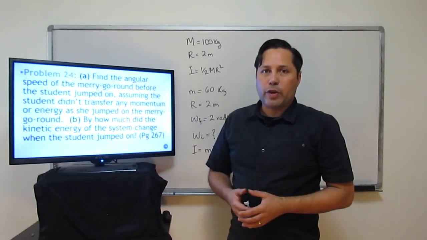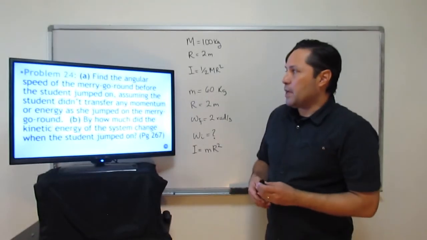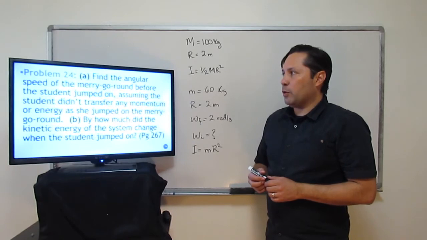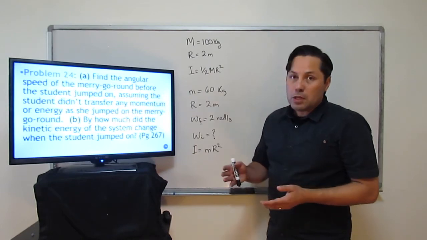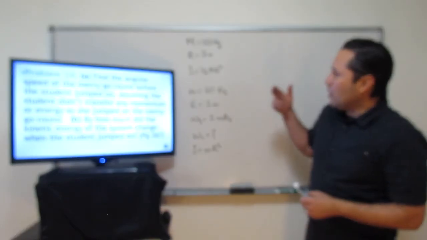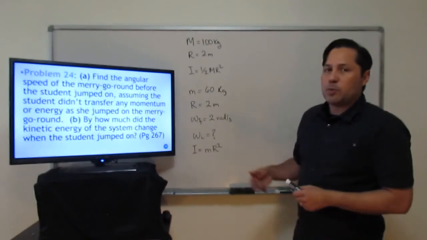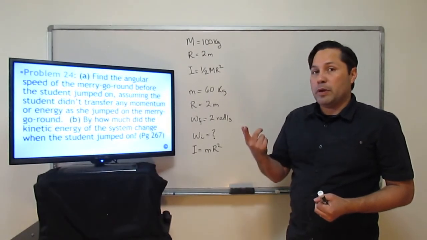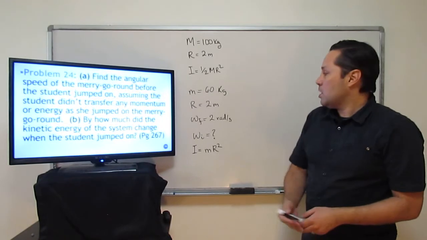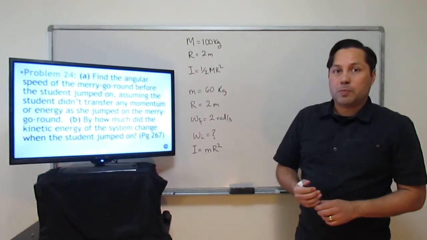In problem 24, we're asked the following question. Find the angular speed of the merry-go-round before the student jumped on, assuming that the student didn't transfer any momentum or energy as she jumped on the merry-go-round. So for this problem, now our 2 rads per second becomes our final. We want to know how fast the merry-go-round was spinning before the student jumped on. So now we're looking for the angular speed initial.